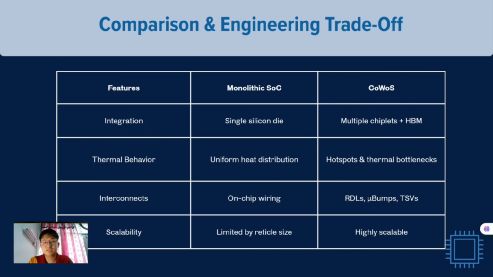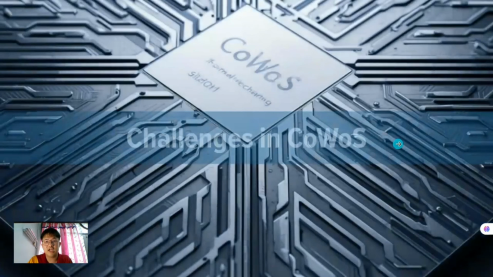And finally, scalability is a key difference. System on chip is limited by the reticle size, while CoWoS enables scaling by combining multiple smaller dies into a single package. So the main trade-off is clear. CoWoS improves scalability and performance, but introduces higher thermal and packaging complexity. And next, we're going to talk about the challenges in CoWoS.